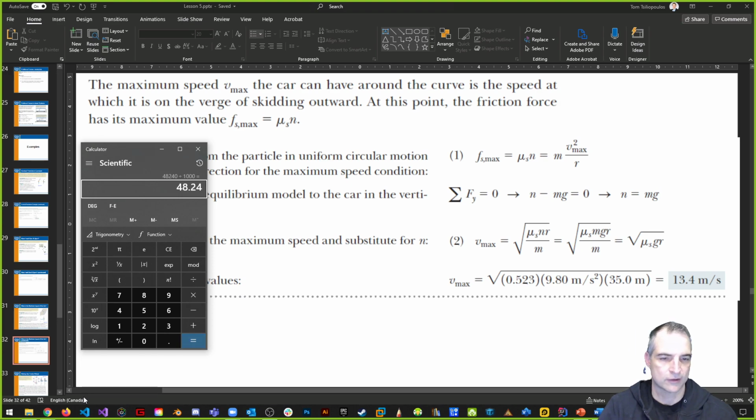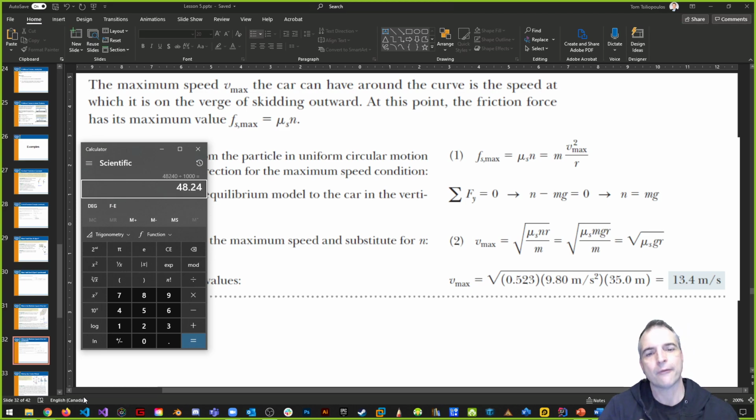That's what this means. This curve can nicely be navigated based on the coefficient of static friction, the gravity, and the radius of the actual curve, 48 kilometers per hour before this car spins off into oblivion, based on the stats we've been given. We don't care about the mass of the car.